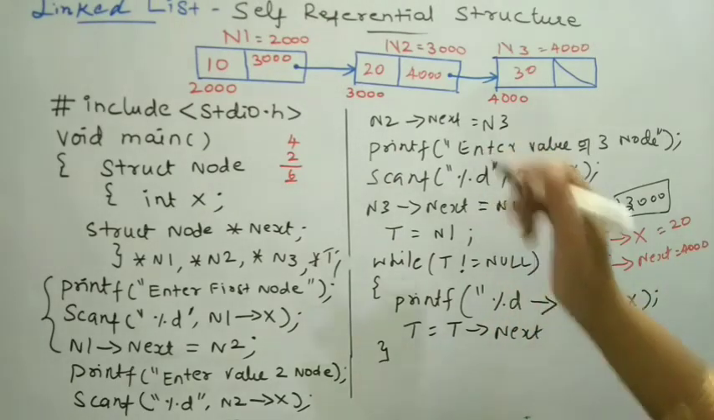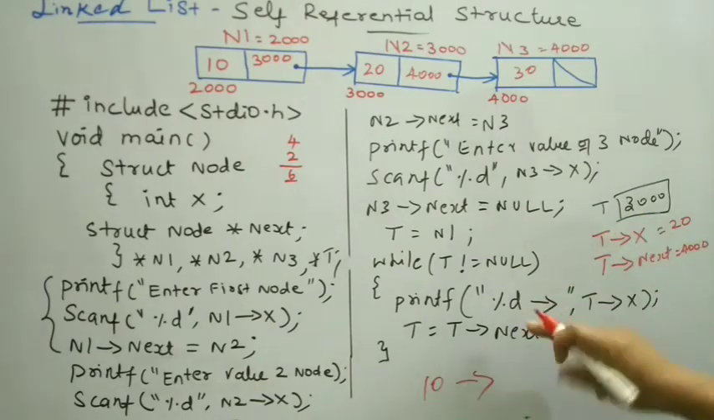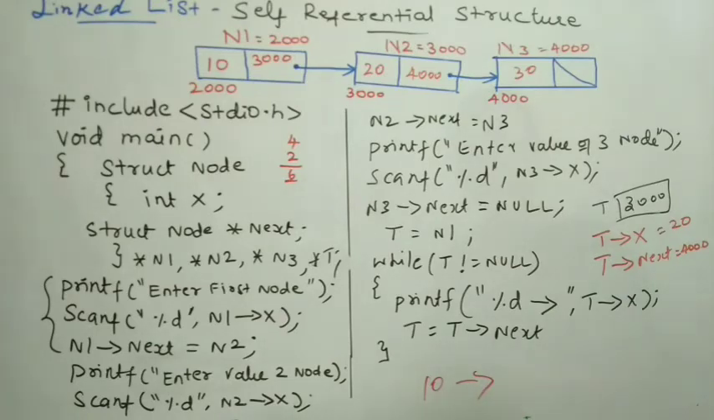Previously it printed the value 10. This is my output. Now it prints t of x. T of x is 20. 20 will get printed and then I am printing this symbol.